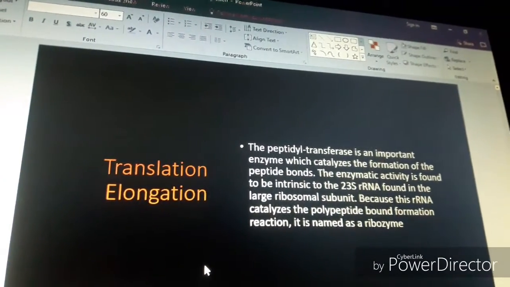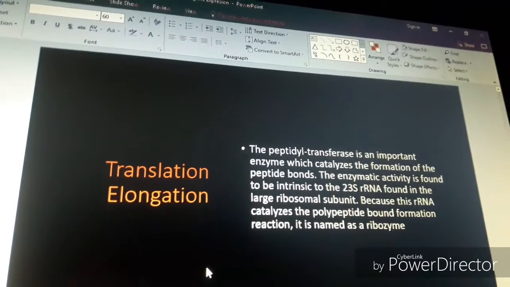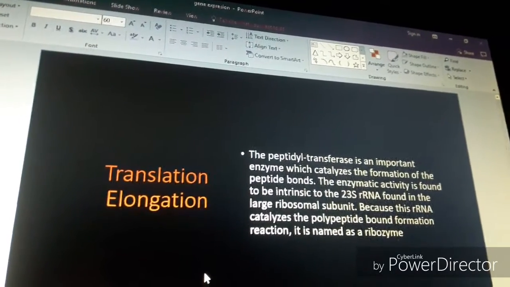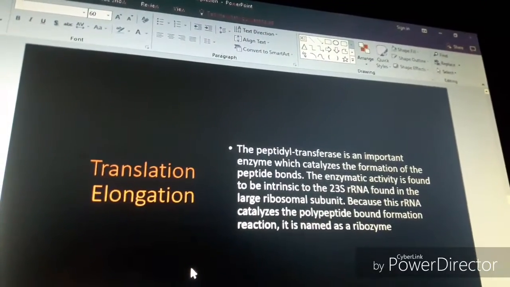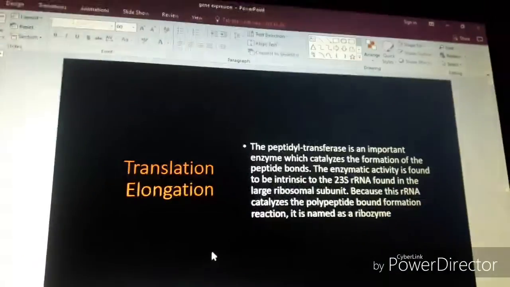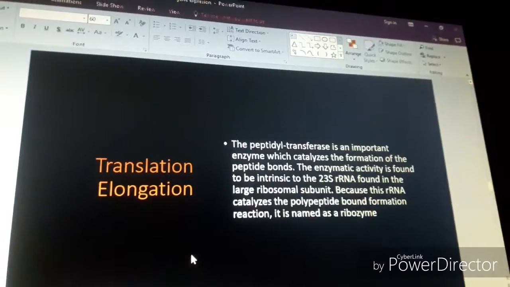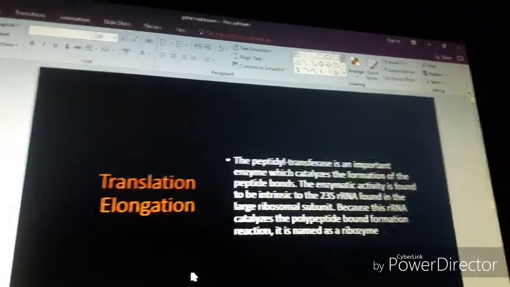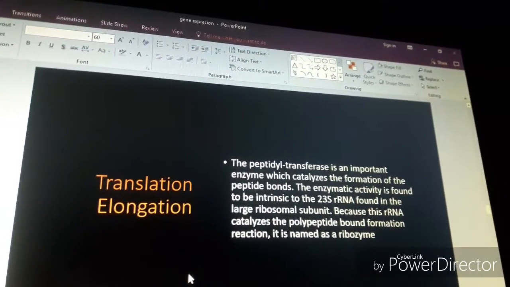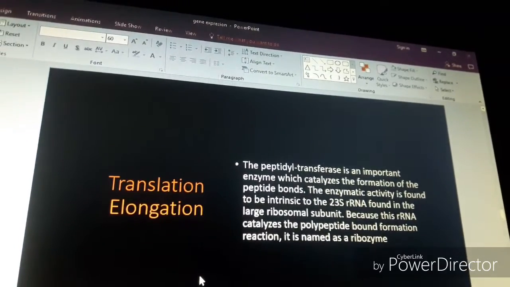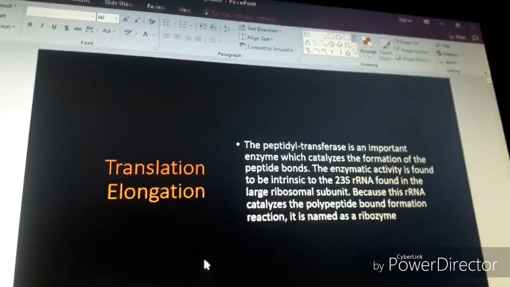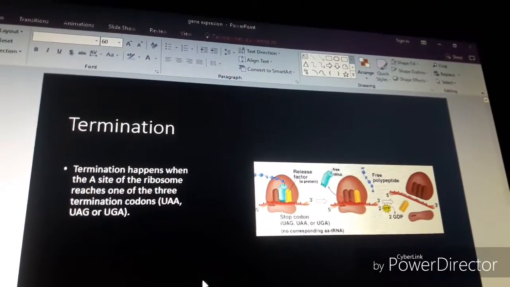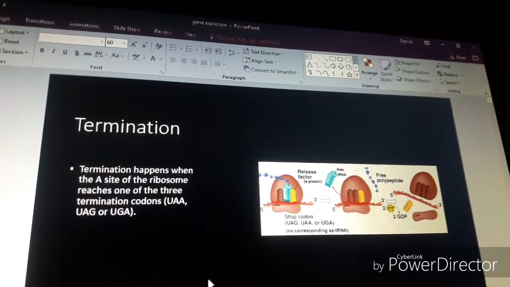Translation elongation. Peptidyl transferase is an important enzyme which catalyzes the formation of the peptide bonds. The enzyme activity is found to be intrinsic to the 23S rRNA found in the larger ribosomal subunit. Because this RNA catalyzes the polypeptide bond formation reaction, it is named a ribozyme. Termination happens when the A site of the ribosome reaches one of the three termination codons.